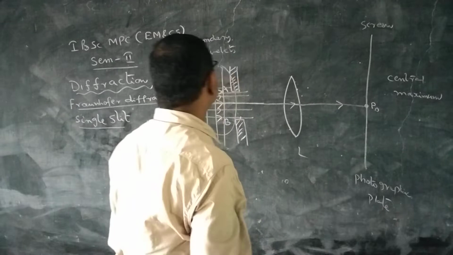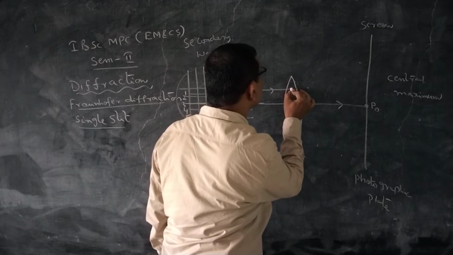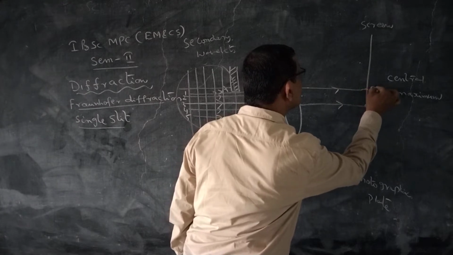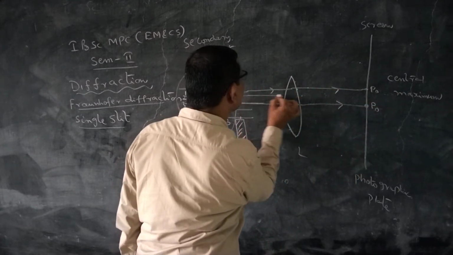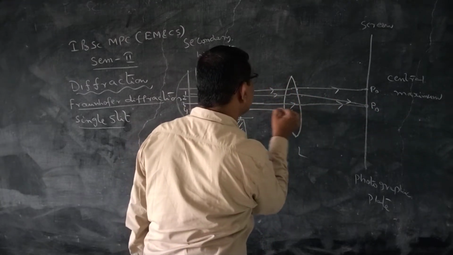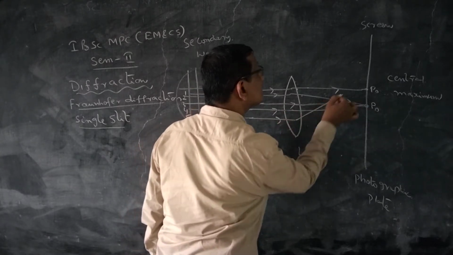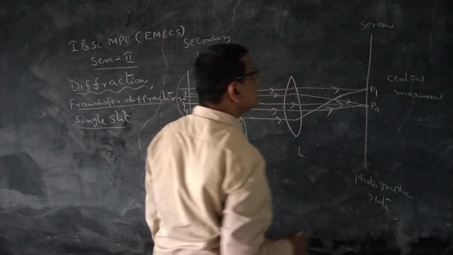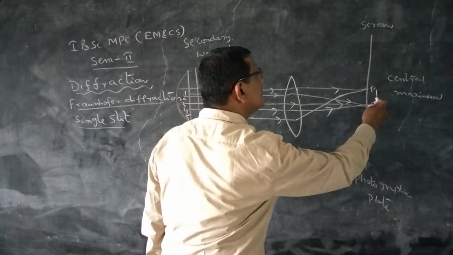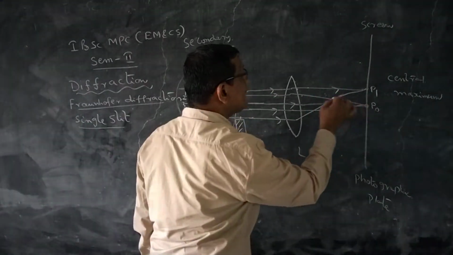Now, diffraction takes place at the edges. Suppose a light ray travels here, and because of diffraction, it is concentrated at some other point. Another light ray travels here, and again another light ray travels here, and it is concentrated at some other point. Let this point be P1. That is, the diffraction pattern is formed above P0 and also below P0.